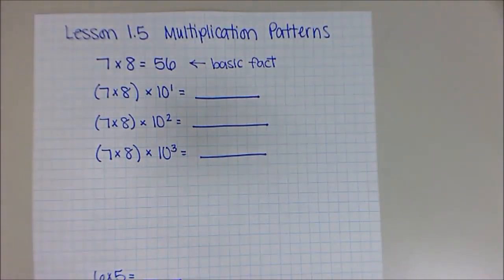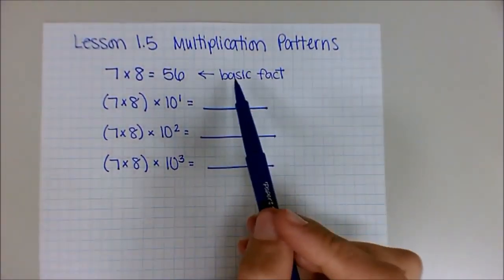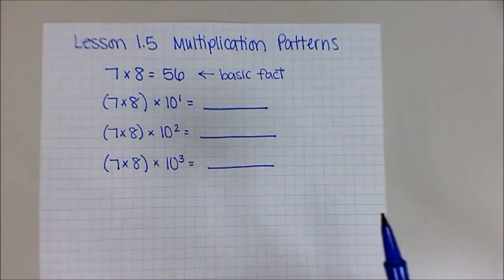Lesson 5 from Chapter 1 gets into multiplication patterns. So now I'm taking what we learned about exponents with the power of 10, and I'm going to multiply that by a basic math fact. So I have an example here for you. My first example is 7 times 8 equals 56. This is my basic fact, my basic math fact.